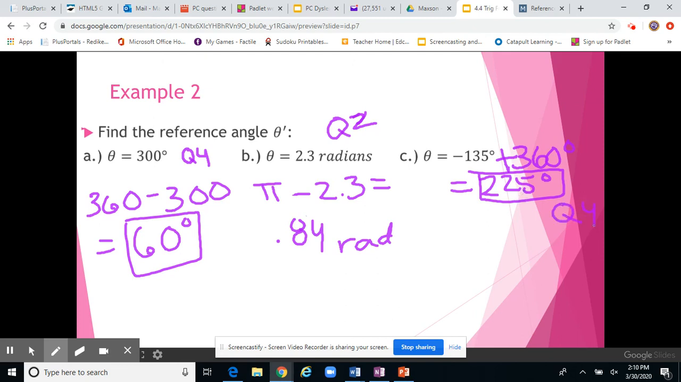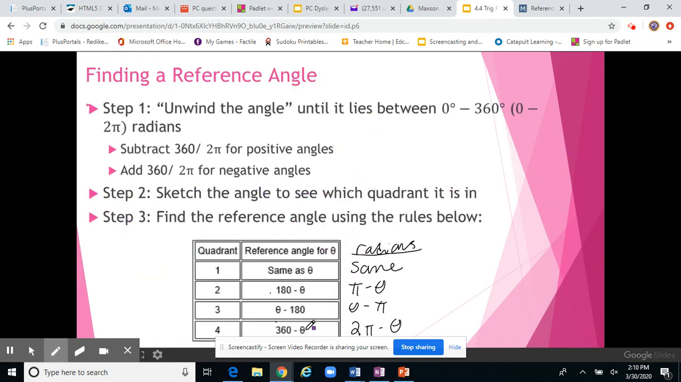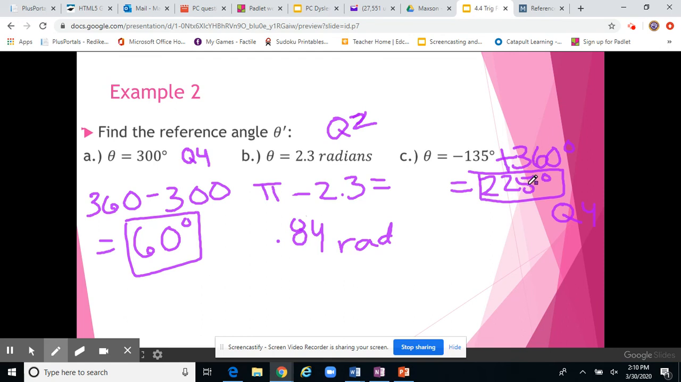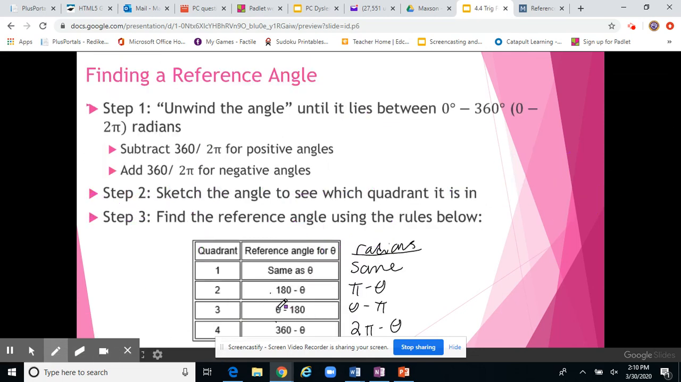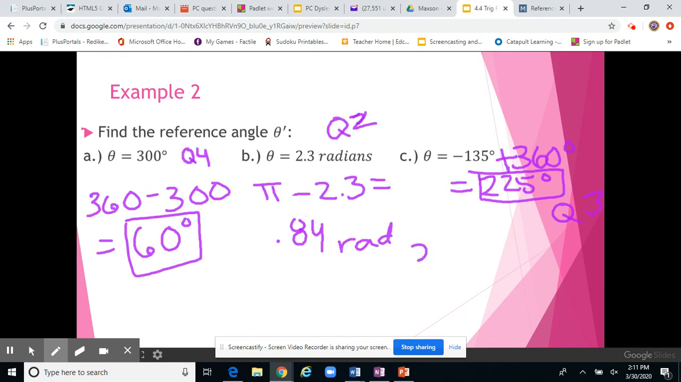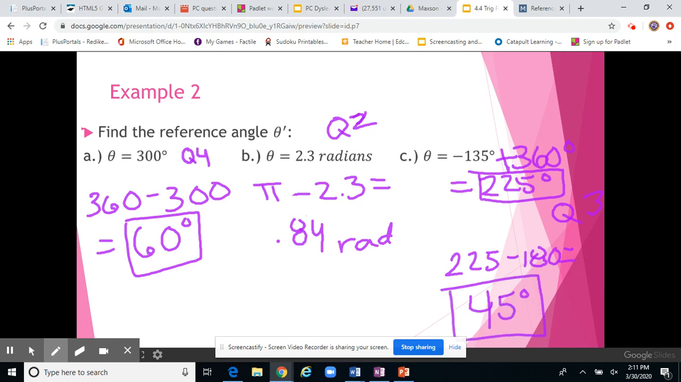So the rule in quadrant 4 is 360 minus... Sorry. This should be quadrant 3. So 225 is in quadrant 3. So the rule for quadrant 3 is angle minus 180. I knew something didn't look right there. So 225 minus 180, and we get 45 degrees as our reference angle.